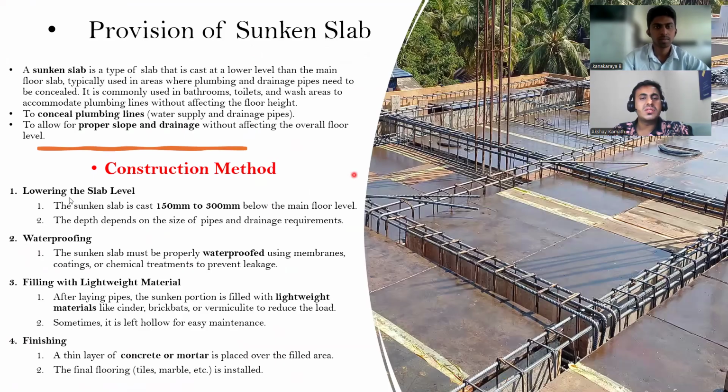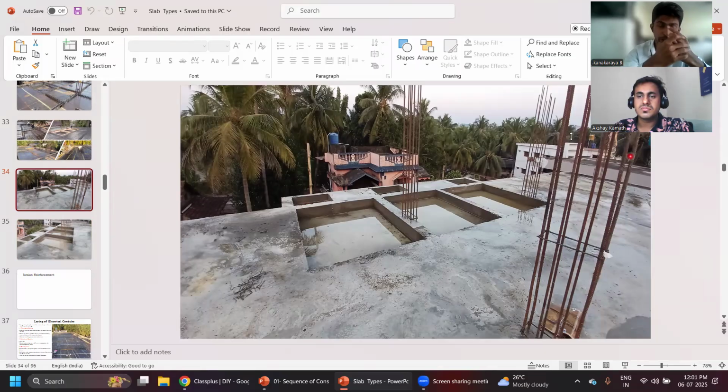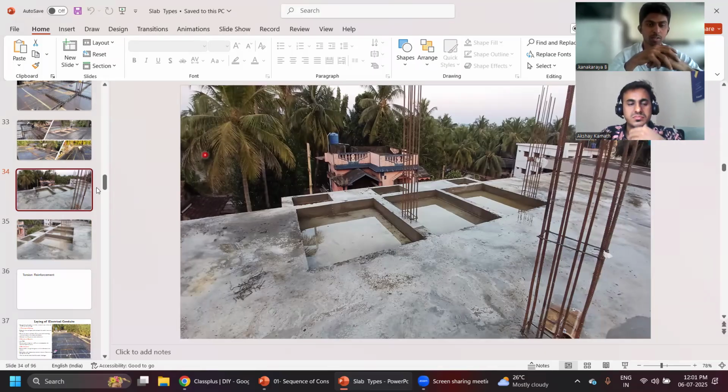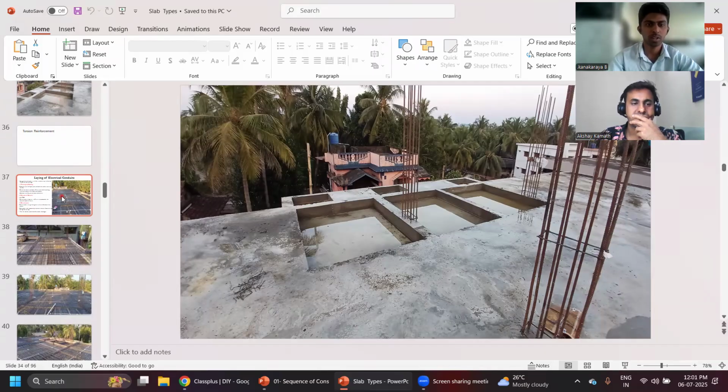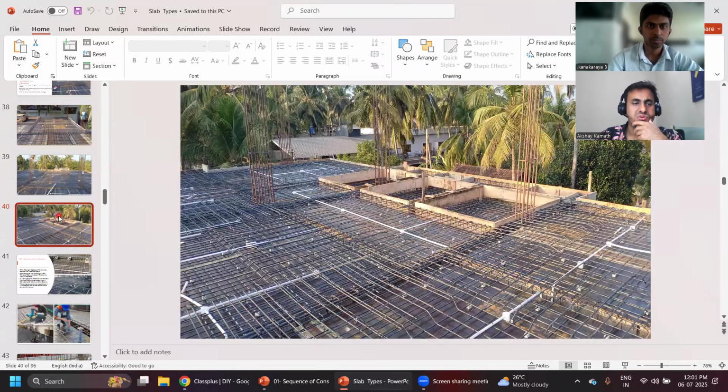Okay. What is a sunken slab? Sir, a sunken slab is a slab provided for the sanitary connections for washrooms and bathrooms, sir. For that we have to lower the slab, sir. Okay, no problem. Nice.